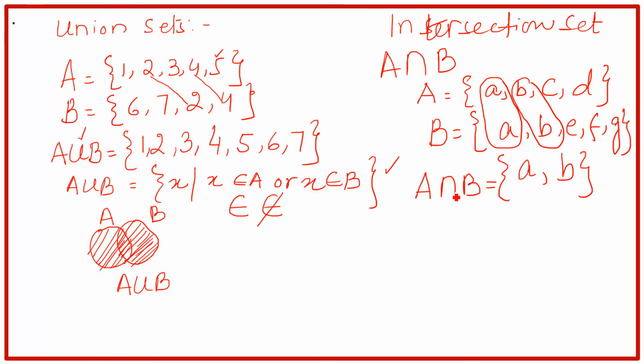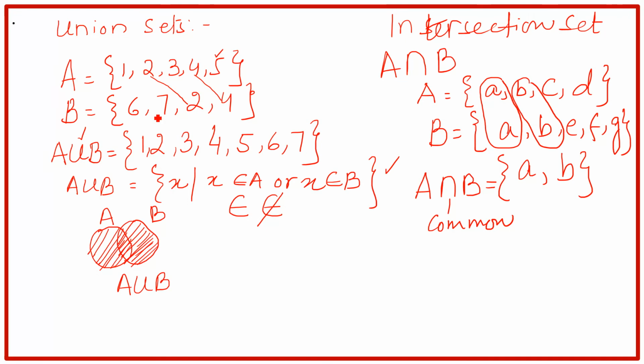This is intersection, means common, or which are present in both sets. If we have 3 sets or 4 sets, same thing, you have to find out the common. So A intersection B equals A and B.